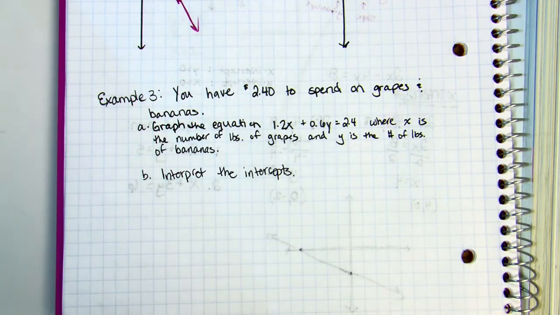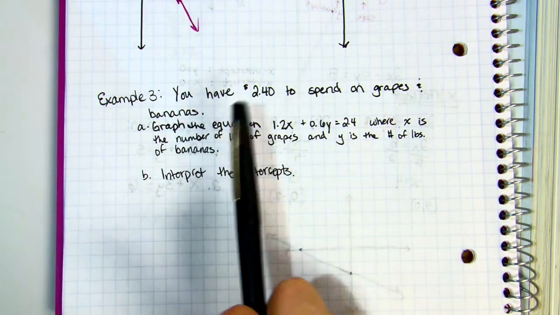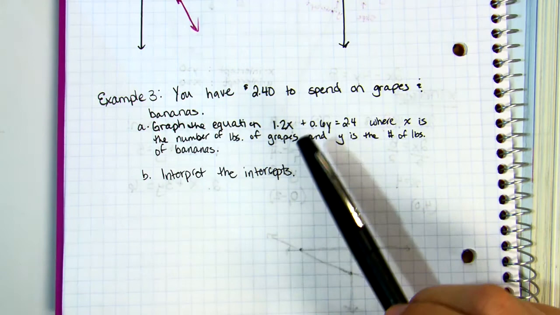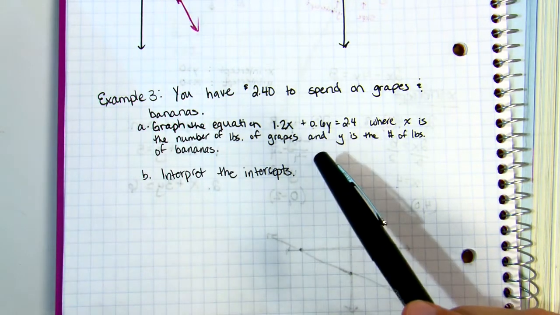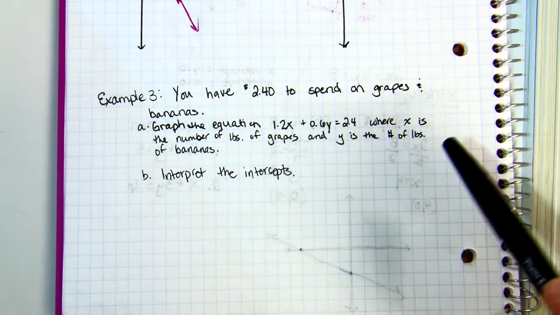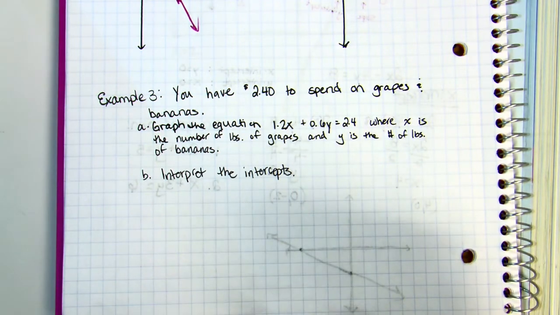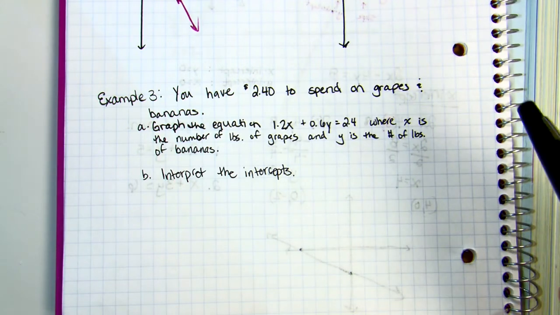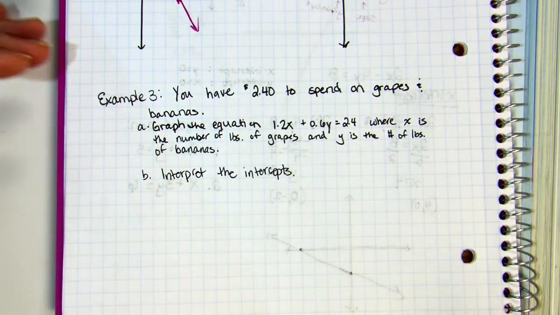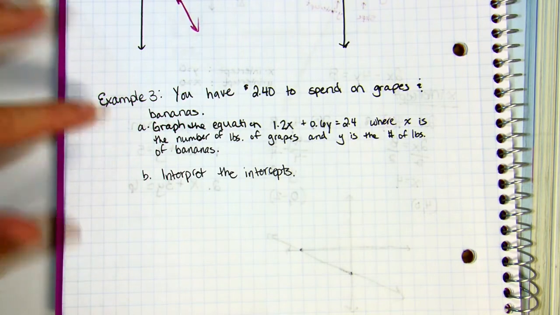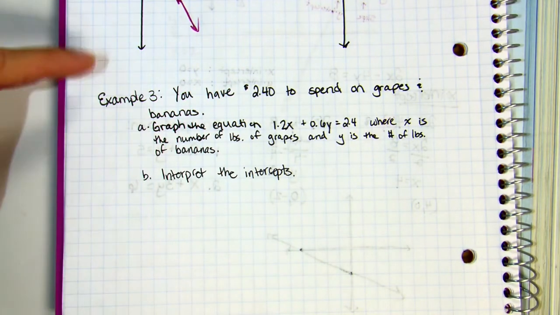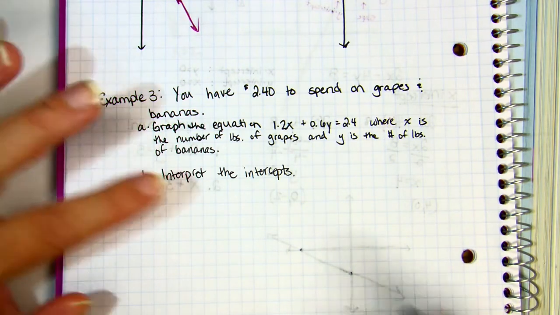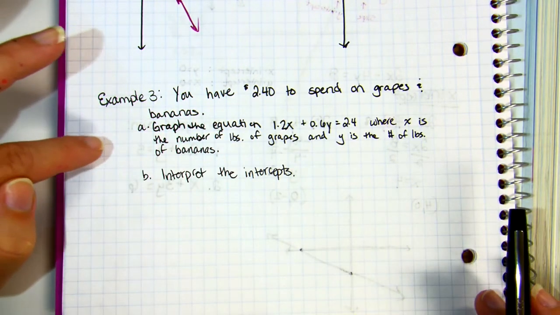For this final example, we have a word problem. It says you have $2.40 to spend on grapes and bananas. Graph the equation 1.2x plus 0.6y equals 2.4, where x represents the number of pounds of grapes, and y represents the number of pounds of bananas. Later on, you're actually going to learn how to come up with this equation based on the information you're given. You're not quite given enough information here, but for now, you're just given the equation. You need to graph it for part A.